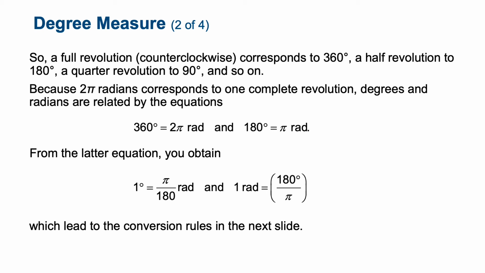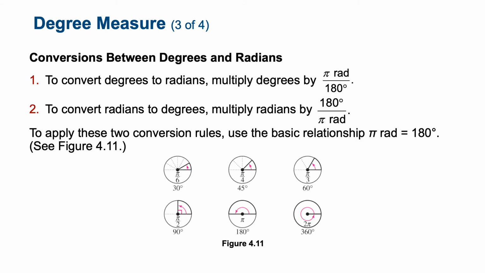Thoughts on that? So basically you can use this to convert things. So let's go to convert from one to the other. Let's see what I mean. If you want to go from degrees to radians, you start with degrees and multiply by pi over 180, because that will cancel out the degrees and give you radians. To convert from radians to degrees, multiply radians by 180 degrees over pi. To apply both of these, we use the relationship pi radians is equal to 180.